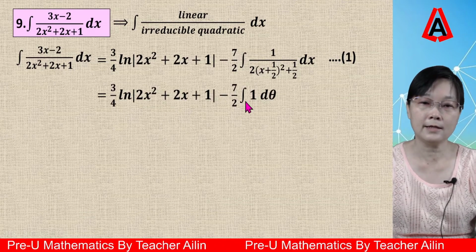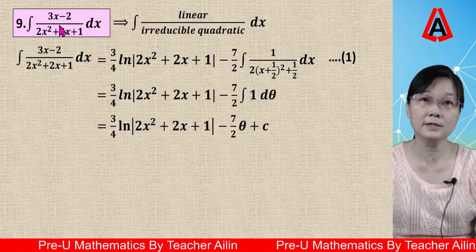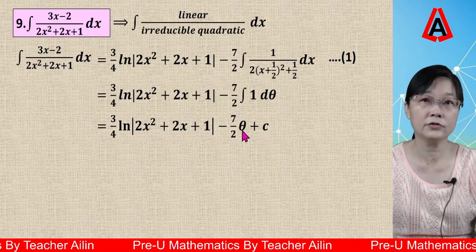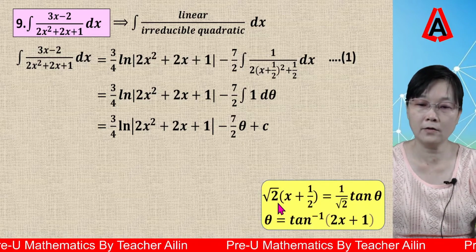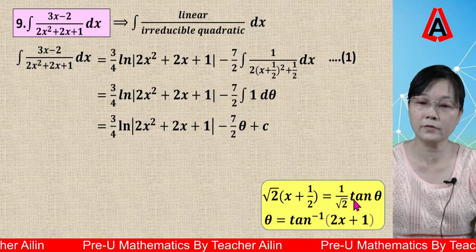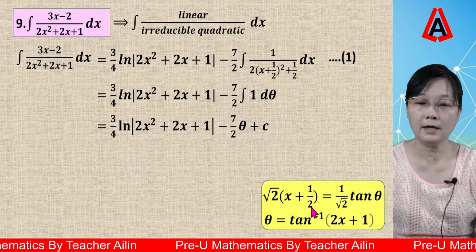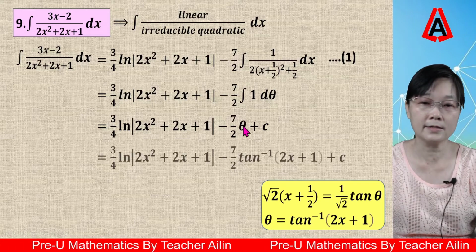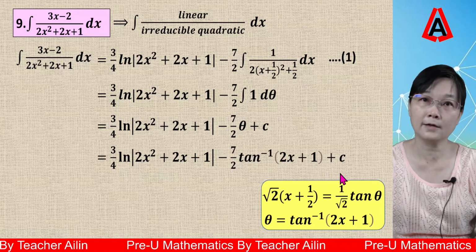So notice that I can easily integrate this one to get theta. Since the question is given in terms of x, now I'm going to change theta into x. To do this, we look at the substitution just now. From square root of 2 times x plus 1/2 replaced with 1 over square root of 2 tangent theta, when we rearrange this equation, I get theta is equal to arctangent of 2x plus 1. So now I substitute theta with arctangent of 2x plus 1, and that is the final answer.